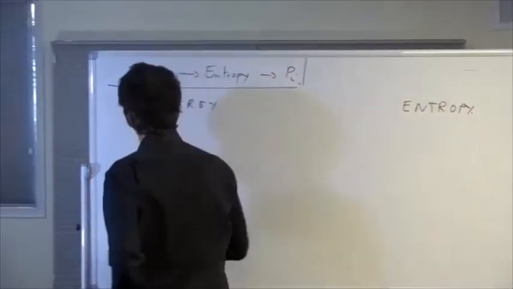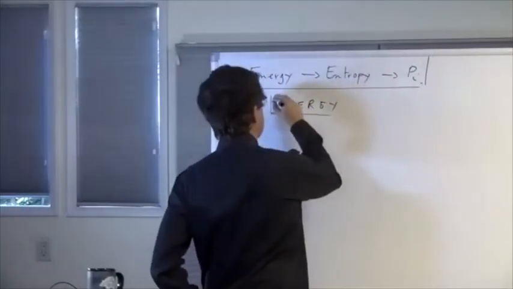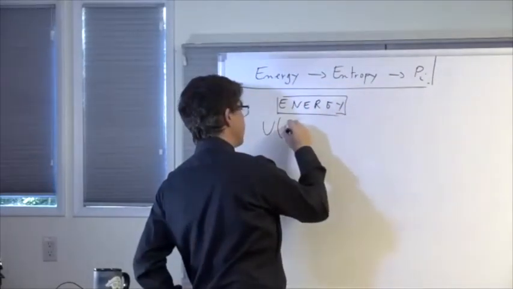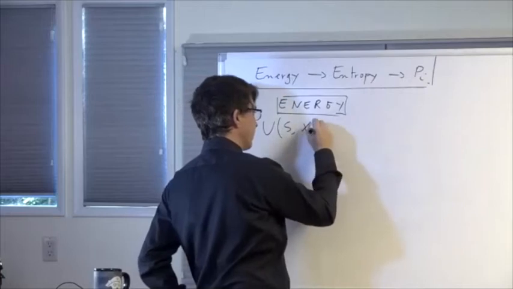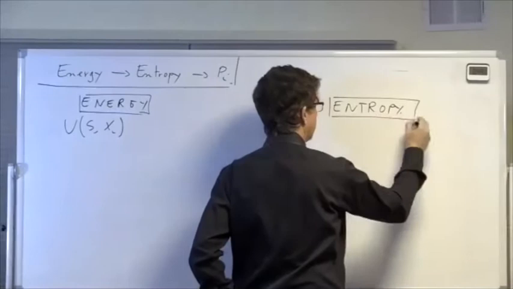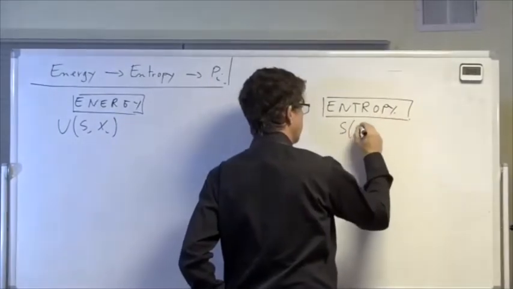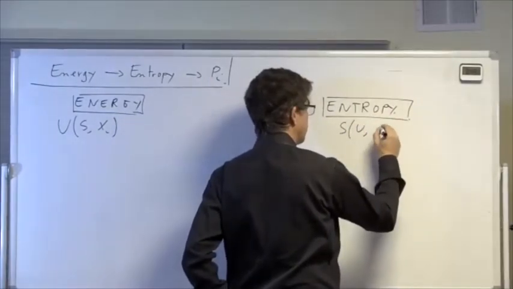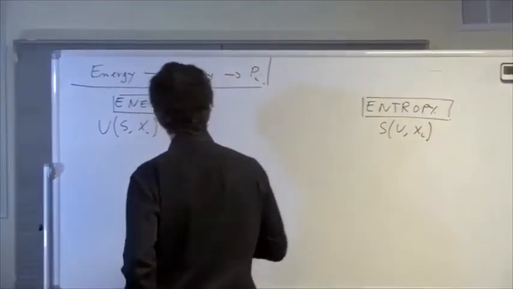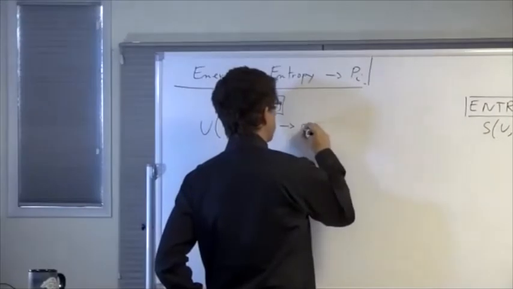So in the energy formalism, right, the energy is a function of the entropy and the extensive variables, if you remember. Well, in the entropy formalism, you just substitute that, and the entropy is a function of the internal energy and the extensive variables. And this is what's referred to in general as the characteristic equation.